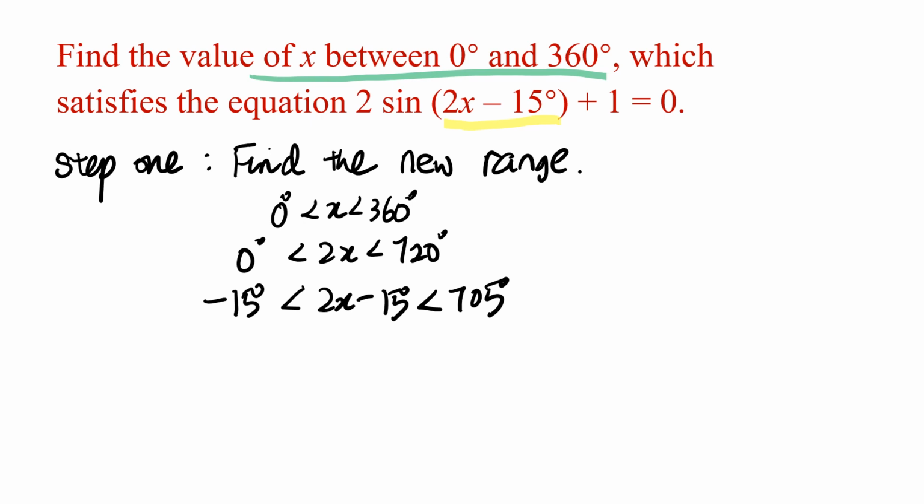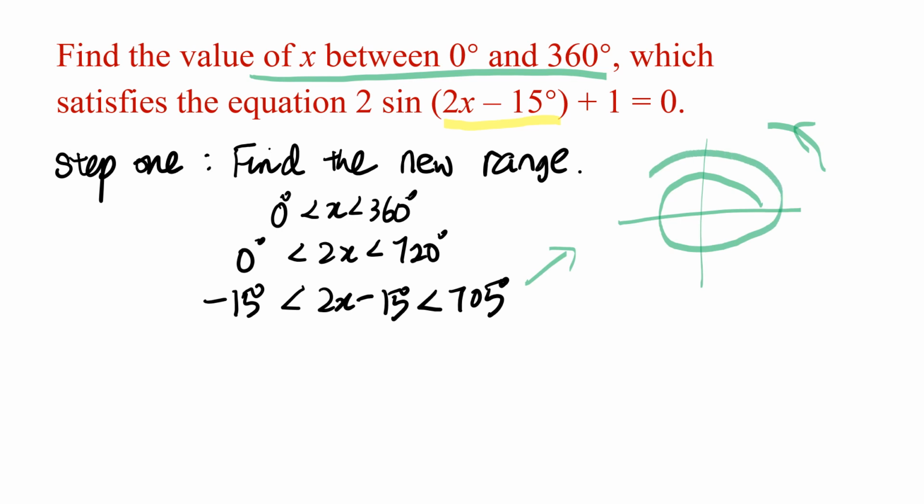Okay, so if x is between 0 to 360, 2x will be between 0 to 720. 2x minus 15 will be between negative 15 to 705. So in this case here, what we are saying is if you consider angle measured in the anti-clockwise direction, you will have to consider 2 rounds. And if you talk about angle measured in a clockwise direction, then you just have to consider this quadrant.